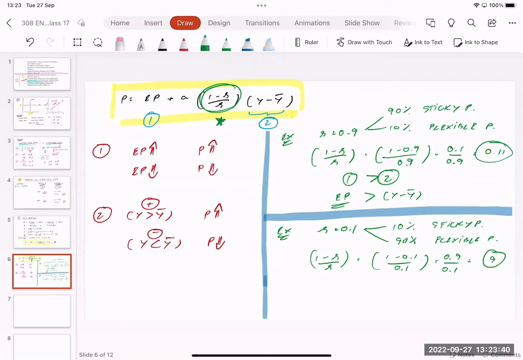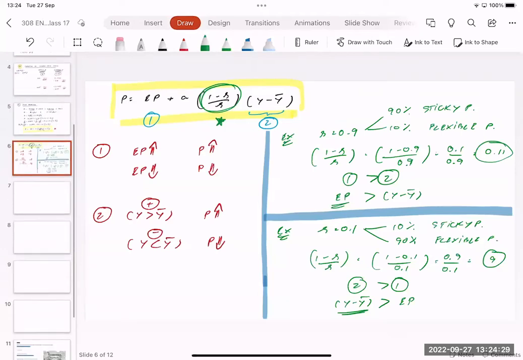On the other hand, if most of the businesses in your country are flexible price firms, you see that 1 minus S over S equals 9. 9 multiplied by y minus y bar. This factor, y minus y bar, becomes 9 times bigger. So factor number 2 is greater than factor number 1. What it means is if most of the business sector in your country is flexible price firms, the economy, y minus y bar, has more effect on the price level than expected price. So, this is the meaning of the equation. The price level equation comes from plugging two types of firm into the equation, flexible price firm and sticky price firm, and then they have the meaning like this.